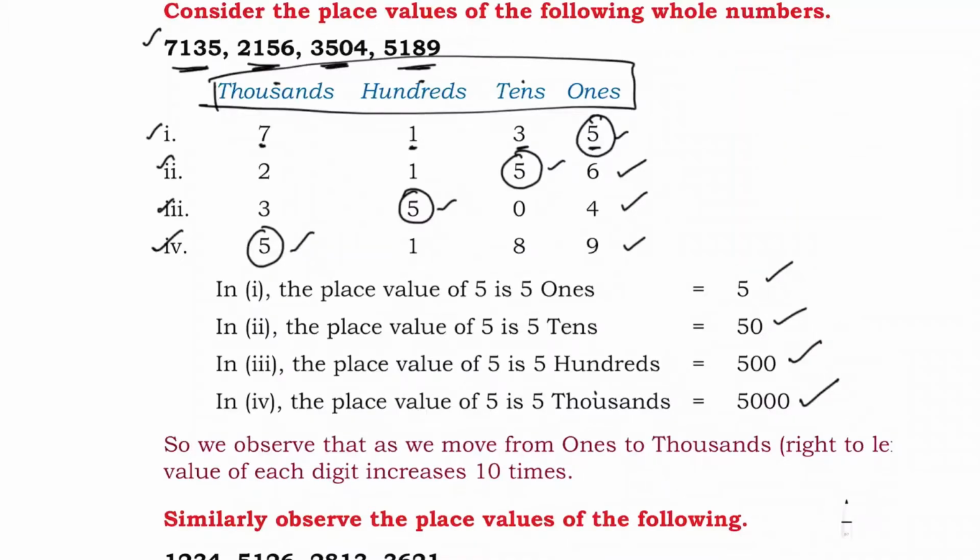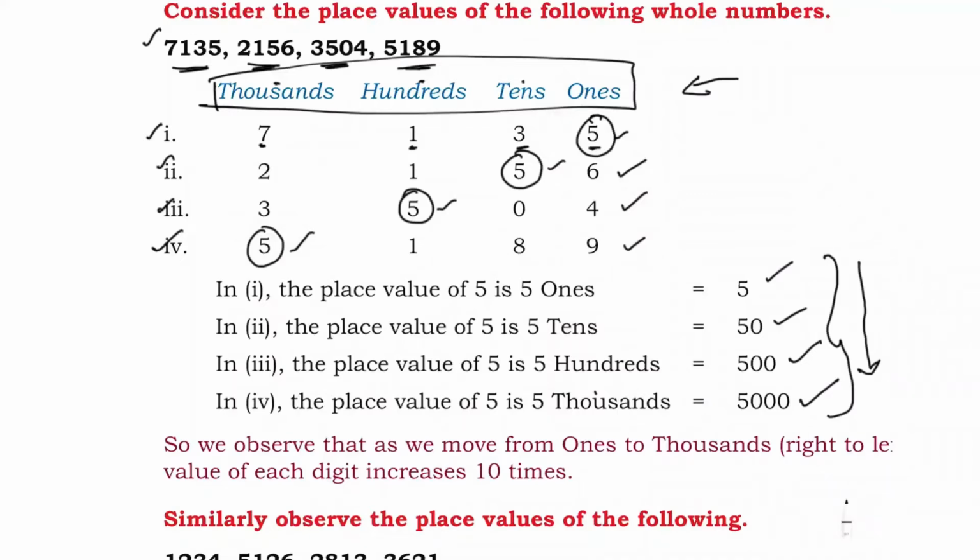Alright, so this is what we can observe. As we move from the ones place to the thousands place, that is from right to left, the value of each digit increases 10 times. Can you see that? As you move from the ones place to the thousands place, the value of each digit increases by 10 times. 5, 50, 500, 5000. You can see the increase. So I want you to remember this.